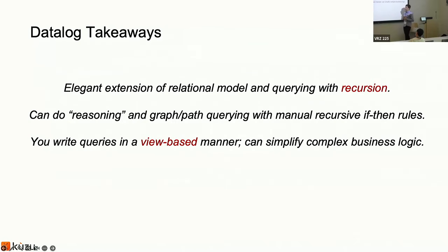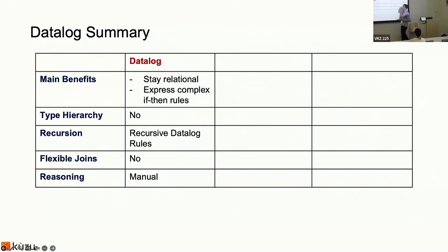Okay, so the takeaway is that Datalog systems, if you're in a situation where you want to stay in relational systems, but you want natural recursion, and you've got recursive queries that you're having trouble writing with SQL, Datalog could come to mind. The reasoning that you do in these cases, you do with these recursive if-then rules. And one nice thing is that it's view-based programming. So the left-hand sides are view-based. When you write complex business logic, it could really simplify it. That's my final slide on Datalog, so I could take a question on Datalog.